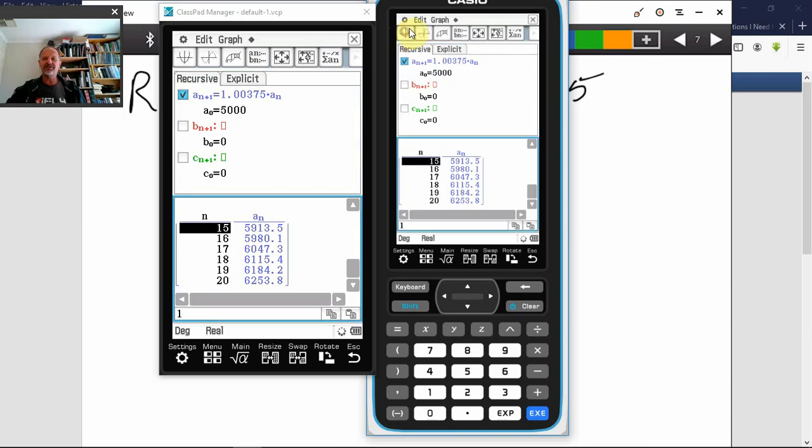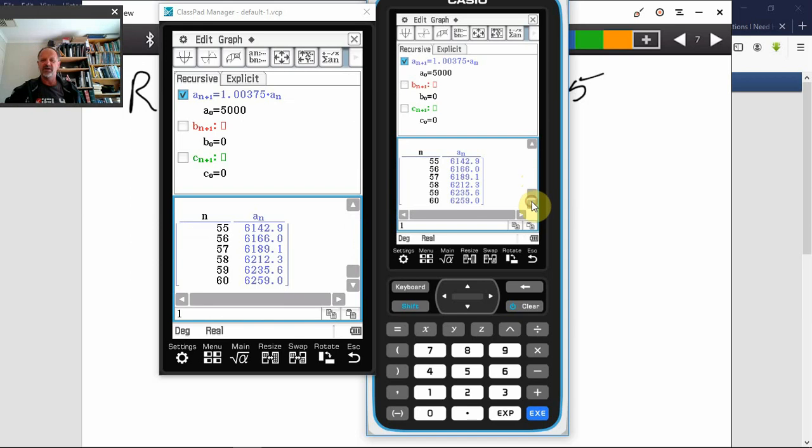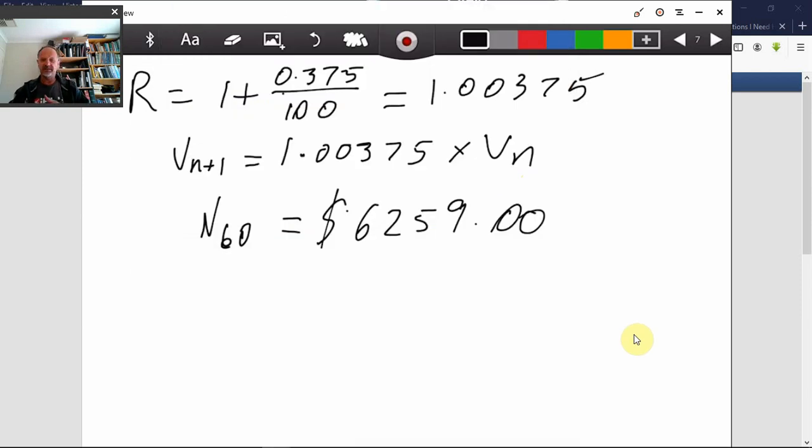We need to do our calculation, and remember, of course, this time what we're wanting is V of 60. So we've only got 20 down there, so V of 60. We need to go up here, change that to 60, go OK, and scroll down. There we go. And so for 60, I'll write this down, then I'll switch to it, 6259.00. So there's the amount of money we've got there. You know, again, a little bit better. So the more often it's compounding, the better it is for you as the investor.